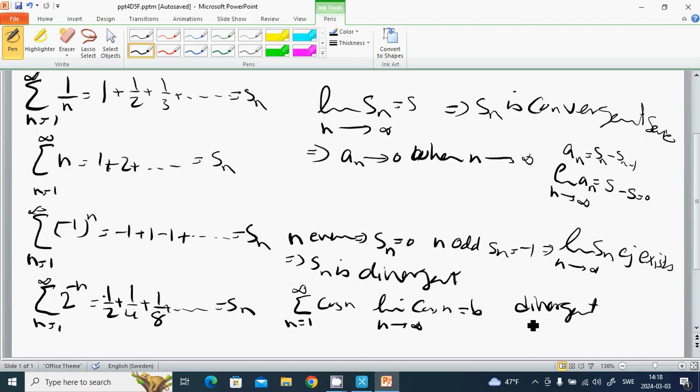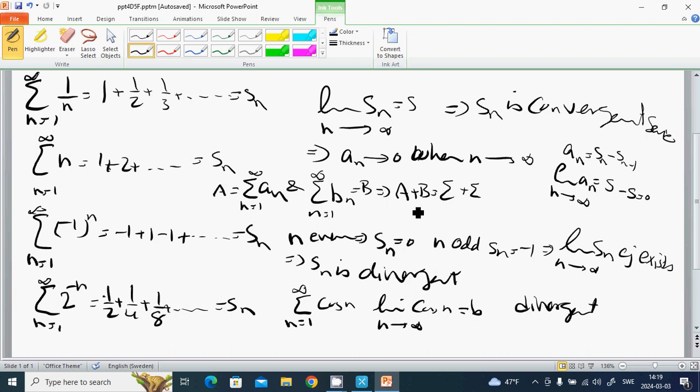And if the series An and Bn are both convergent, with sums A and B, then A plus B equals the sum plus the sum, A minus B equals the sum minus the sum, and C times A is C times the sum, and they are all convergent.